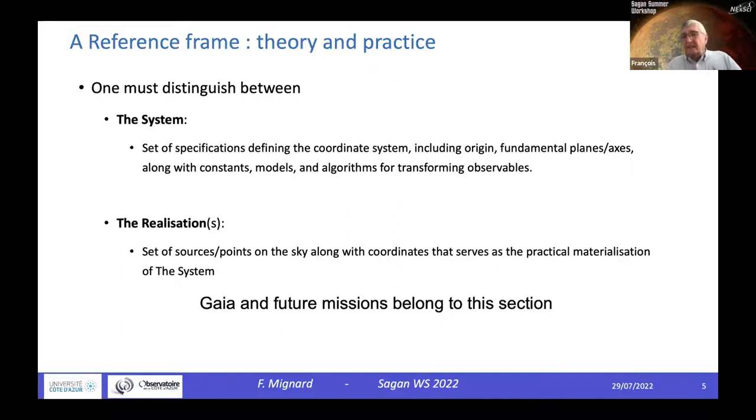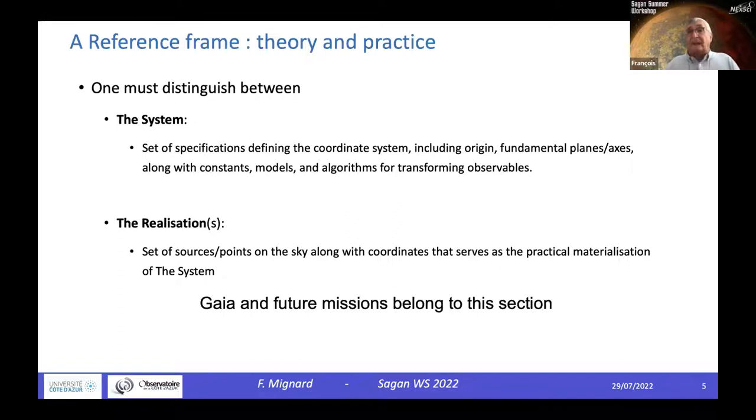And then it could be more complex than that. If you take the old way of defining a reference frame by using the ecliptic and the celestial equator and the vernal point as the origin, you need a full theory of precession and nutation.